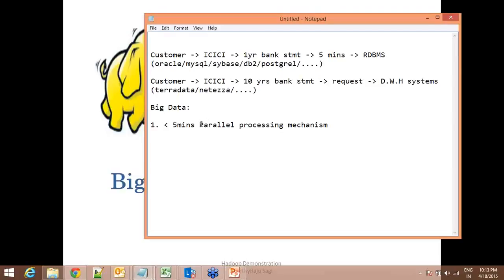Guys, when I say parallel processing mechanism, this is not something newly invented in big data. This architecture was implemented by Google in the 2000s, around 2002, 2003. Later, many companies adopted that core principle in their products, tools, technologies, and applications. Even IBM, Microsoft, Oracle, many of them adopted this architecture.